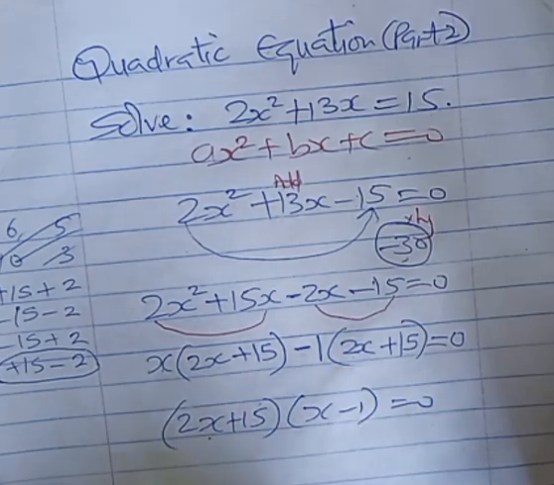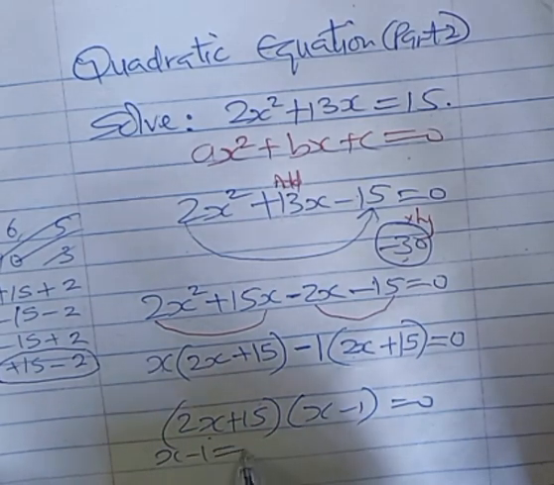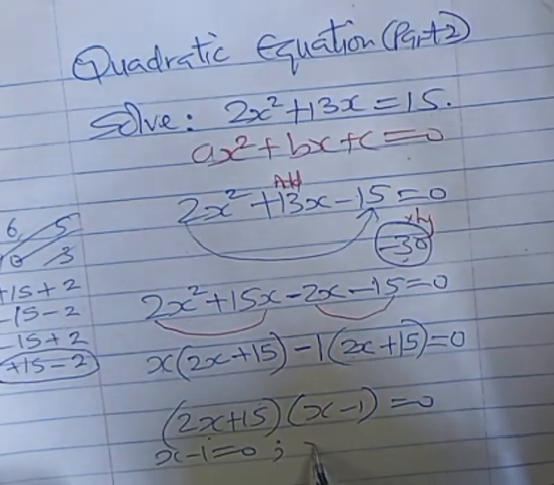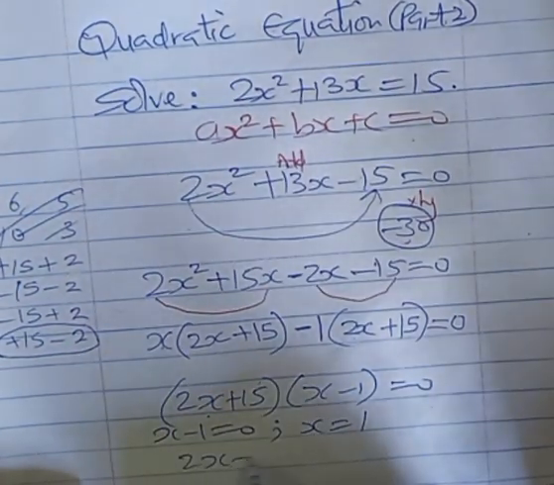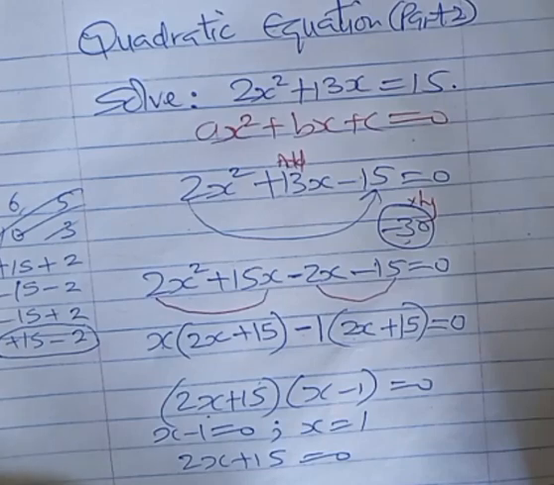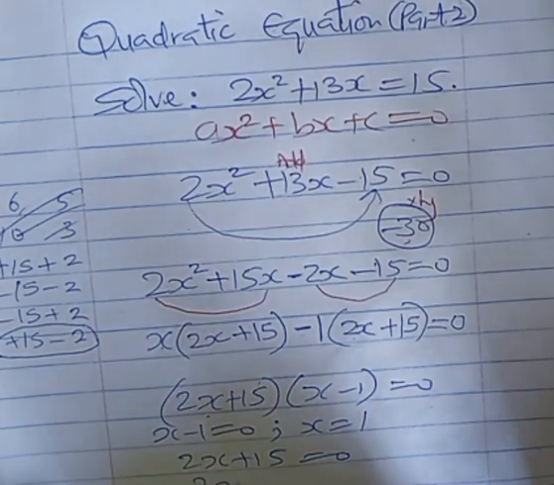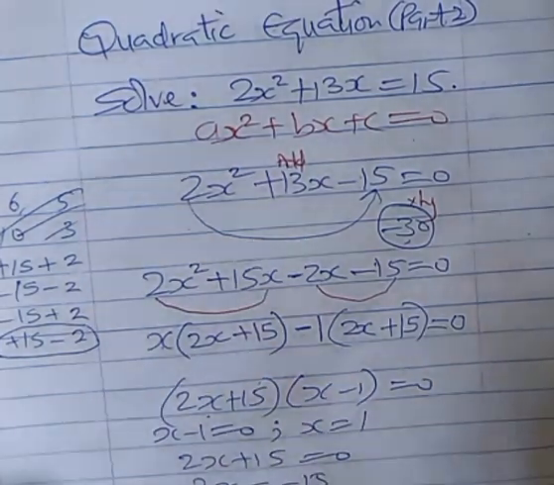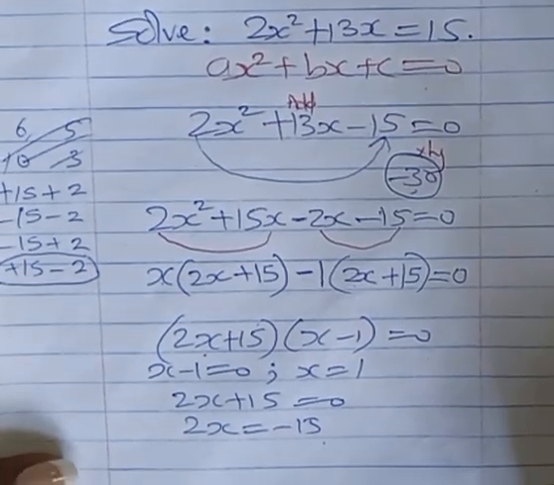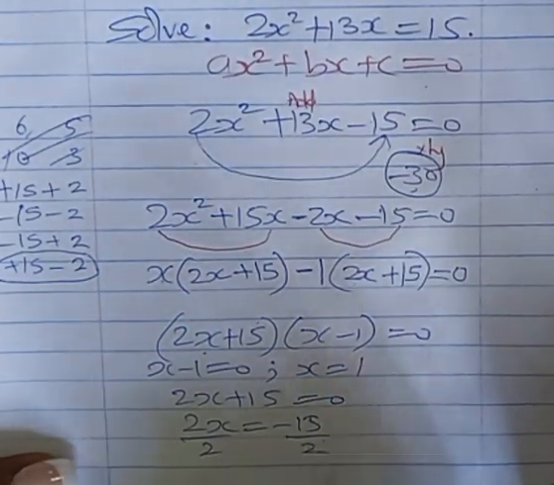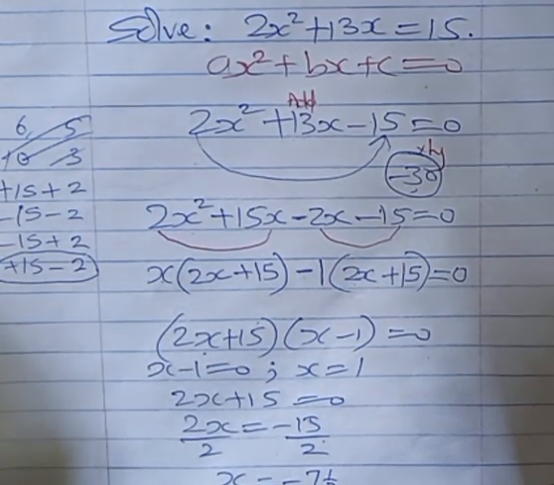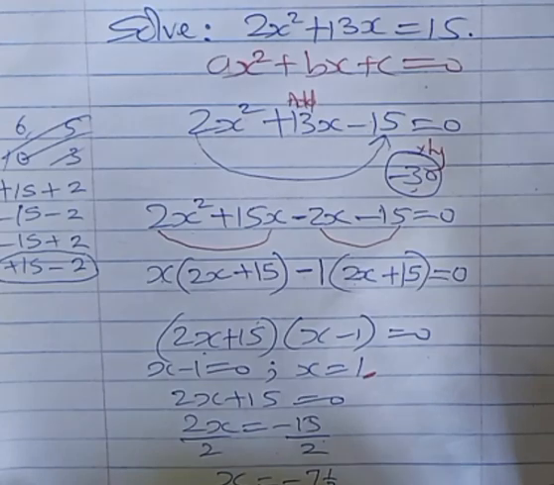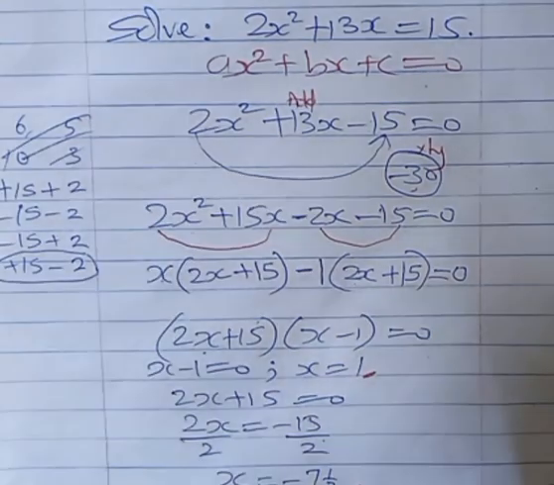Then you solve them one after the other. If you solve this, x minus 1 equals 0, x becomes 1. Then if you solve this, 2x plus 15 equals 0. 15 will go to the other side, becoming negative 15. Then you divide both sides by 2. So we have over 2 over 2. So x is negative 7.5. So x is either 1 or negative 7.5. So that's how to solve a quadratic.